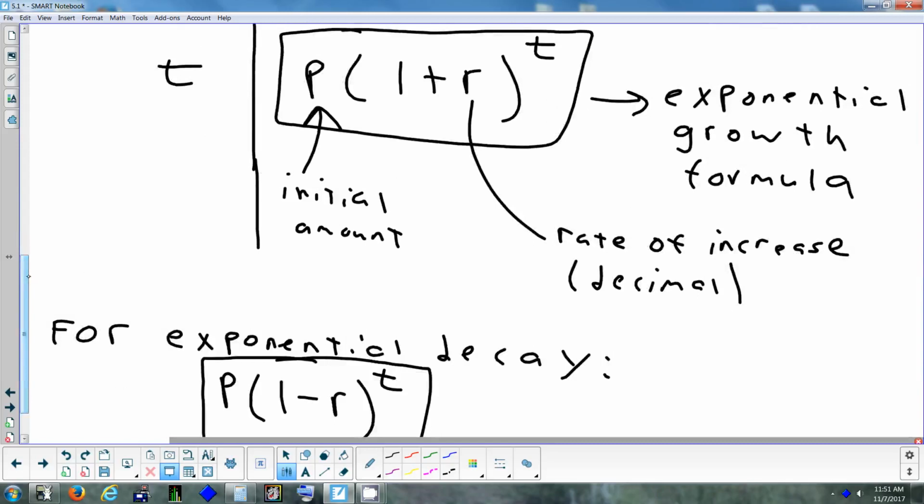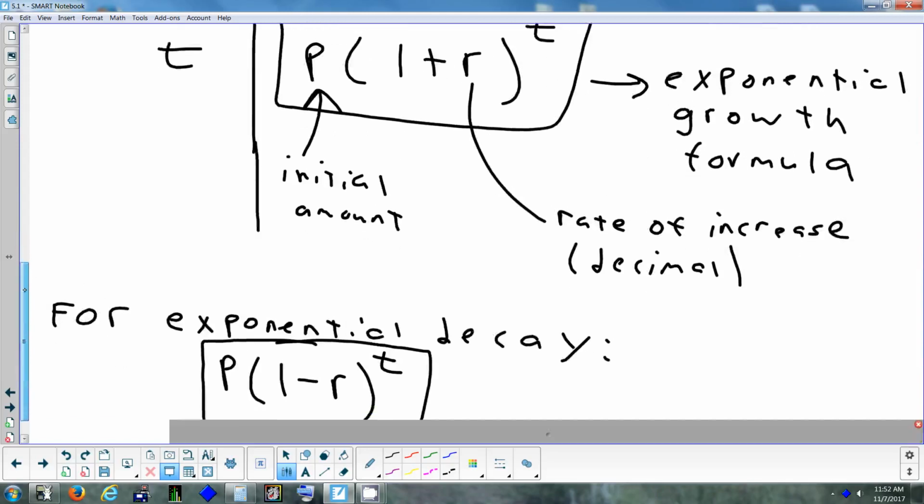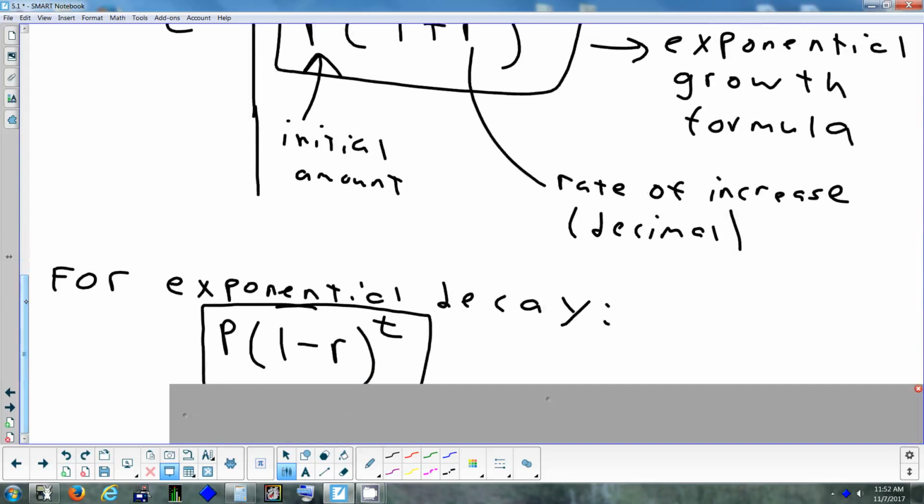P is still the initial amount, t is still the amount of time that's gone by. Keep in mind that your units have to match. So if your growth rate is monthly, your time unit better be months. If your growth rate is yearly, your time interval better be yearly. They have to match. Any questions on the growth or decay formula?